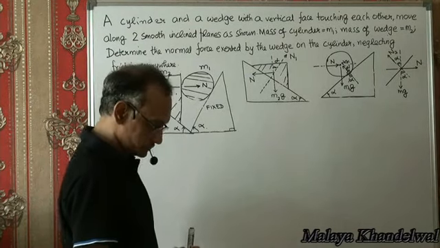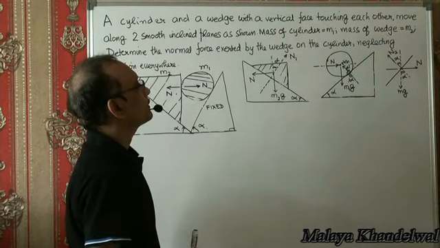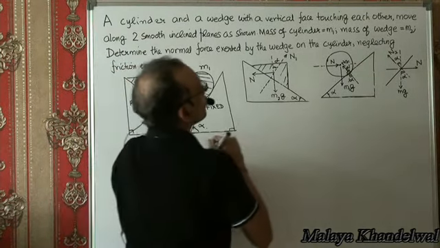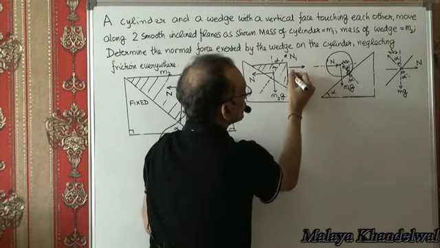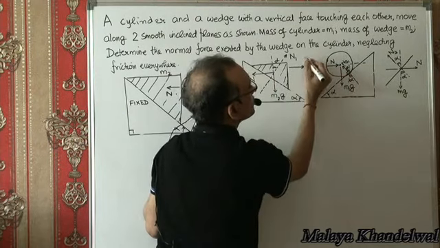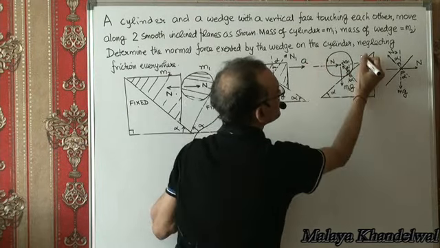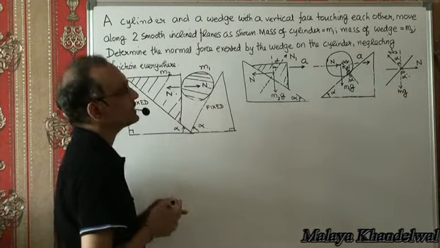Now, surely, along the common normal direction, this is the common normal direction for the wedge and for the cylinder, both must enjoy the same acceleration A, right?